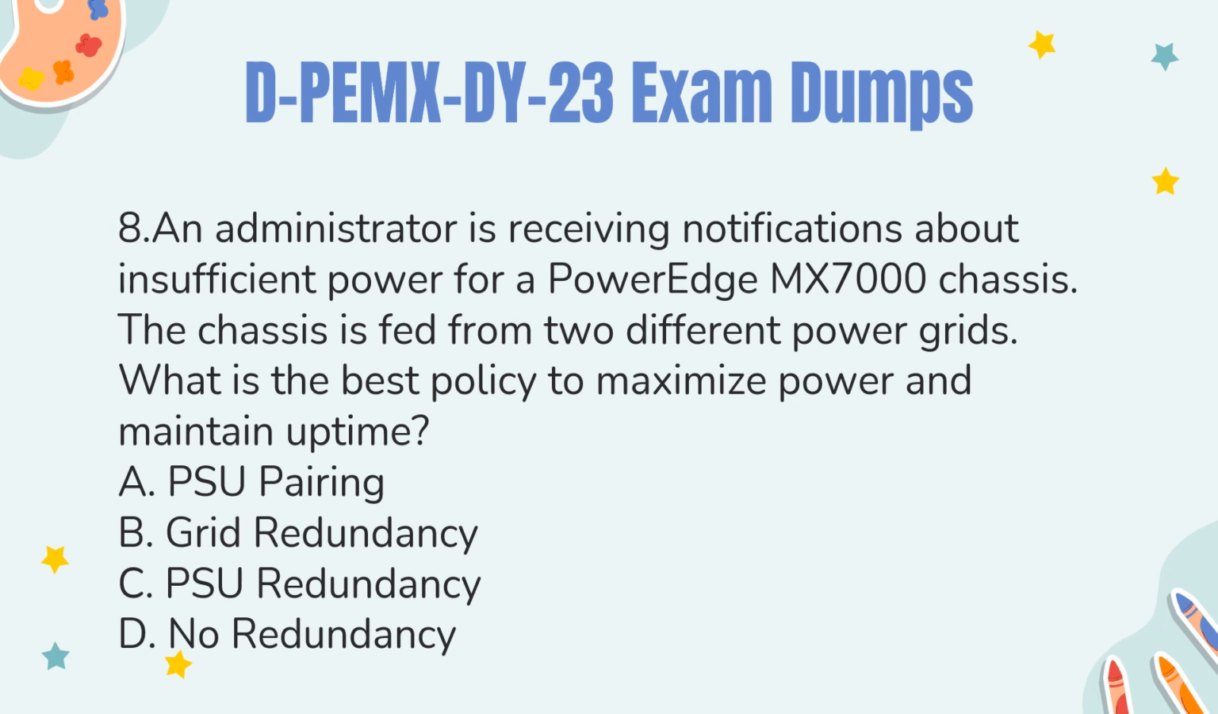8. An administrator is receiving notifications about insufficient power for a PowerEdge MX7000 chassis. The chassis is fed from 2 different power grids. What is the best policy to maximize power and maintain uptime? A. PSU pairing. B. Grid redundancy. C. PSU redundancy. D. No redundancy.